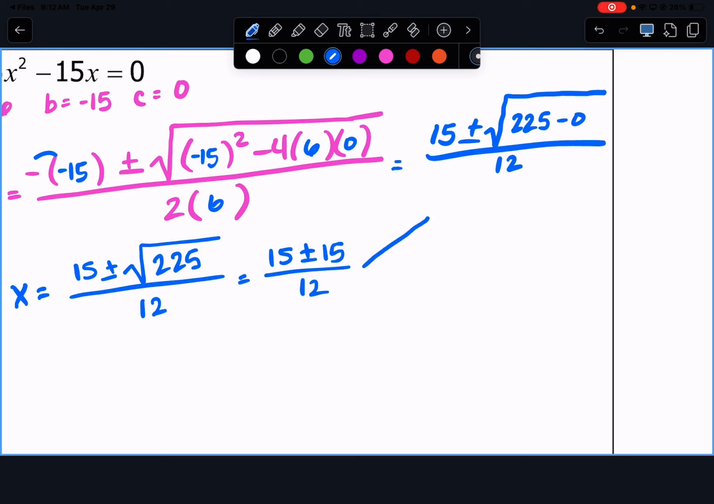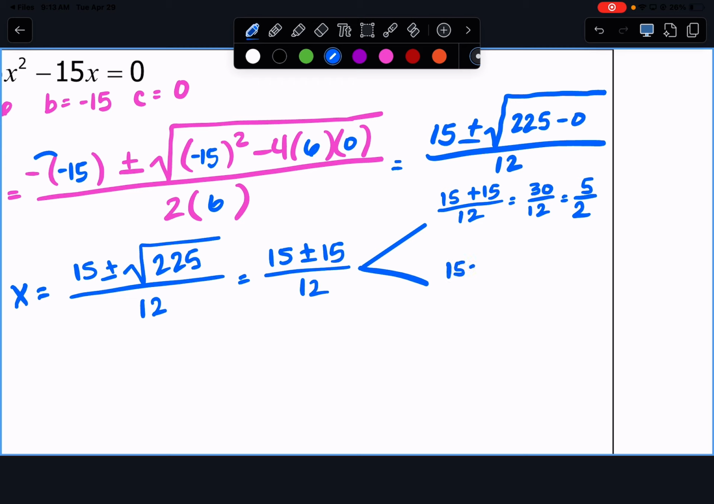So we have to do both cases. So we have 15 plus 15 divided by 12. What is 15 plus 15? 30. So 30 over 12. Can I simplify that? What can be taken out of both a 30 and a 12? 6. So 30 divided by 6 is 5? 12 divided by 6 is 2. So we get 5 halves for the first one.